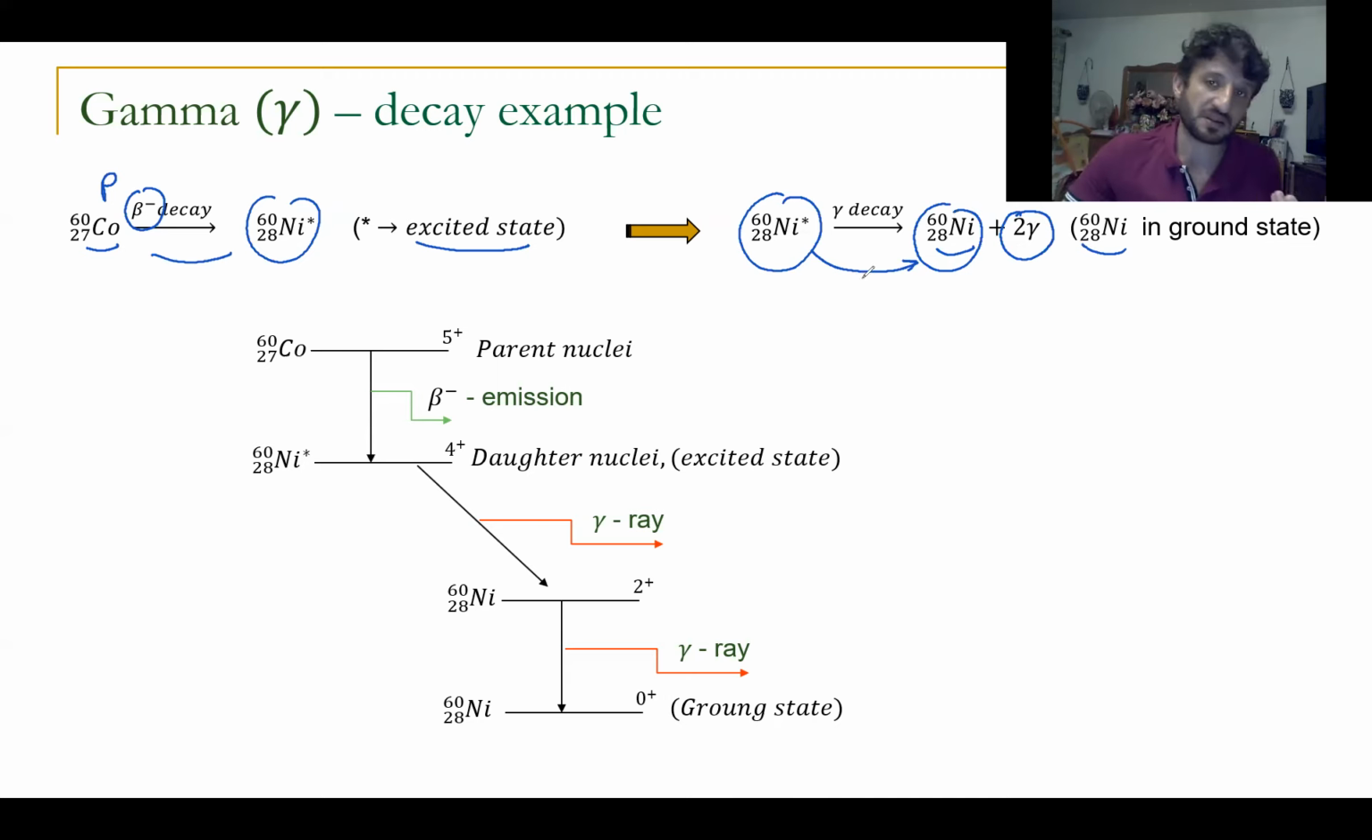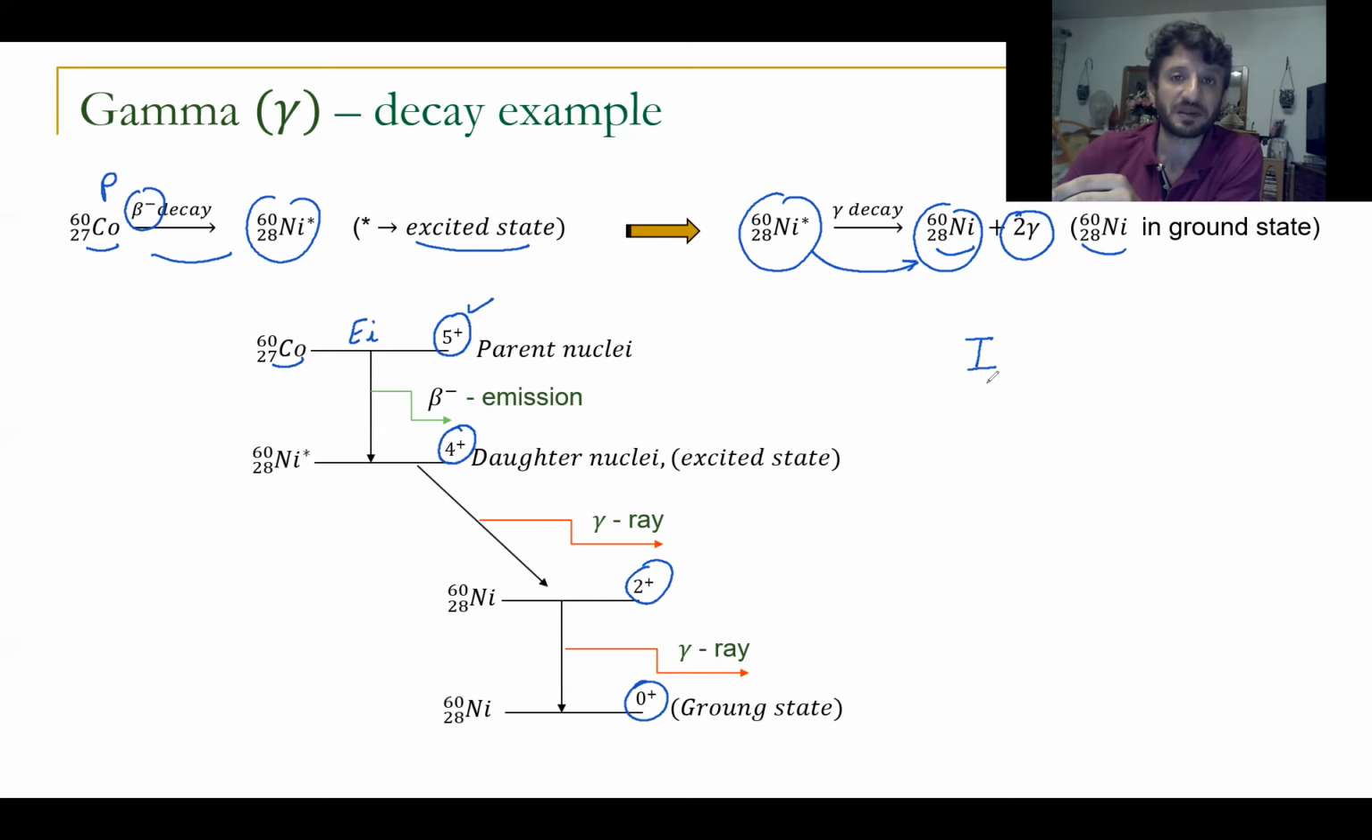Let me explain the situation by this diagram. First of all, we have cobalt-60 on this level. This one is E initial. For each level, we have a number with plus or minus. Look, for this level we have 4 plus, 2 plus, and 0 plus. I mean for each level inside the nucleus, we have the nuclear spin I and the parity pi.